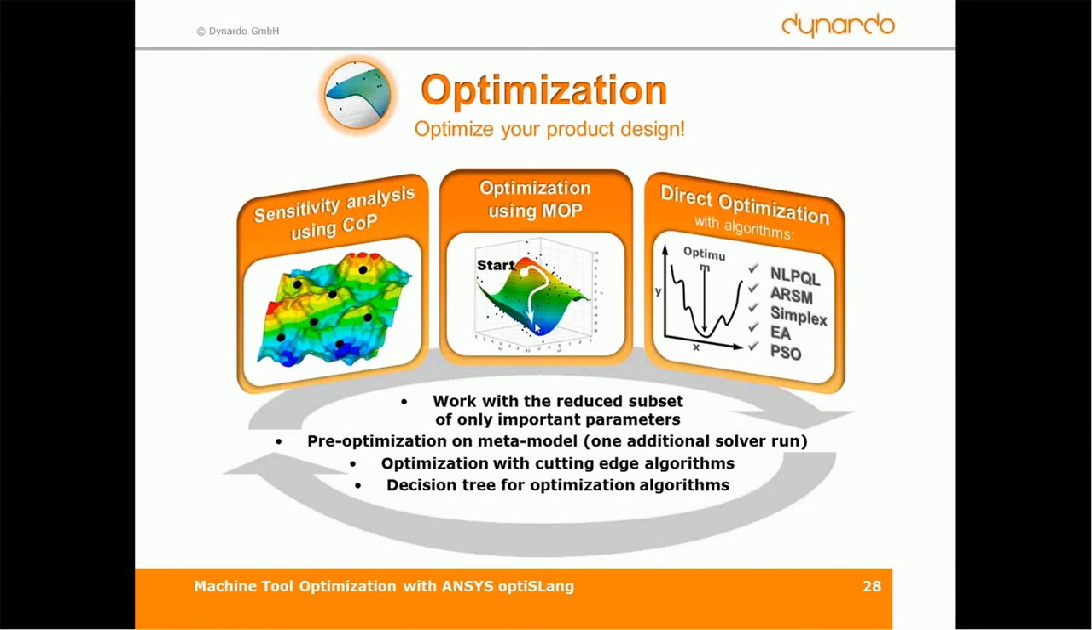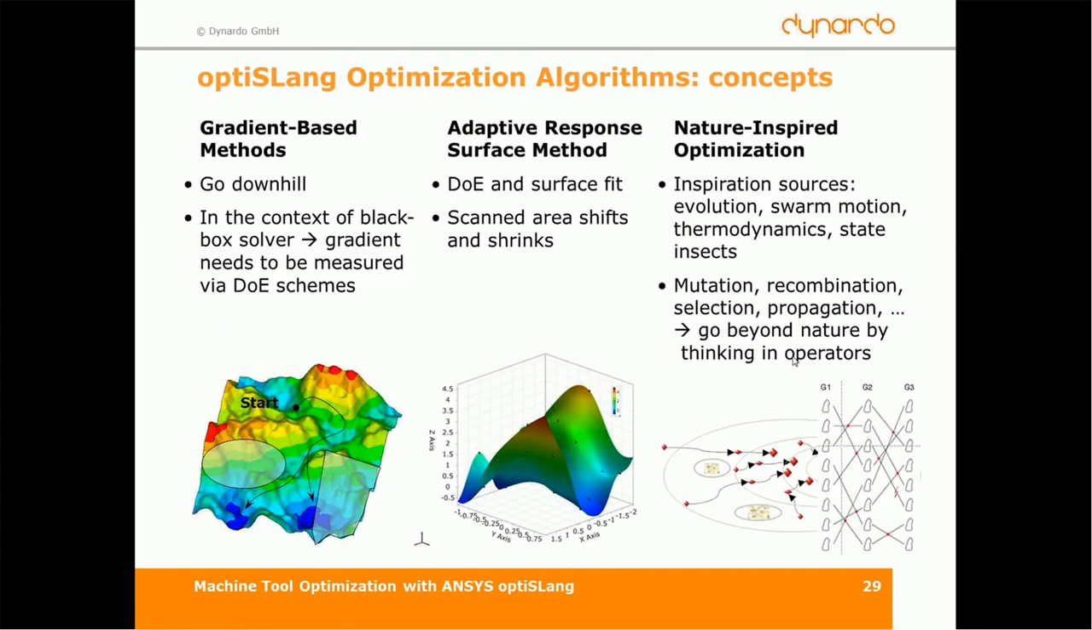If not, then this may be the case if the approximation model is not accurate enough. Then we may follow with a direct optimization using one of the available optimization algorithms. So what type of algorithms are available? We have gradient-based methods that just go downhill based on the gradients, which have to be calculated or estimated.